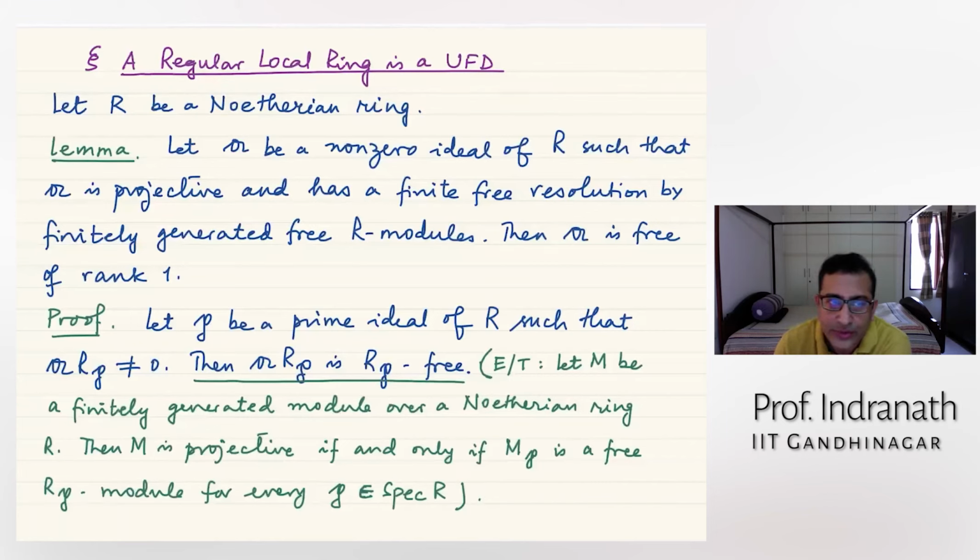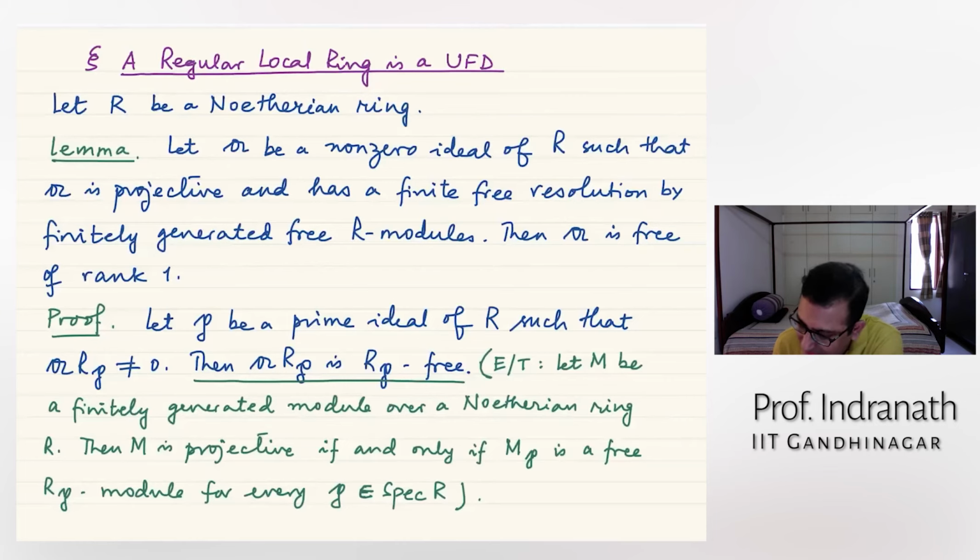Okay, so this is what we want to prove basically, that a regular local ring is a unique factorization domain. So you have a Noetherian ring. Then the first observation is this very important lemma, that if you have a non-zero ideal of R such that it's projective and has finite free resolutions by finitely generated free R modules, then it is free of rank 1. So this linking is very interesting, that using this projective structure and the existence of finite free resolutions giving rise to a free rank 1 module.